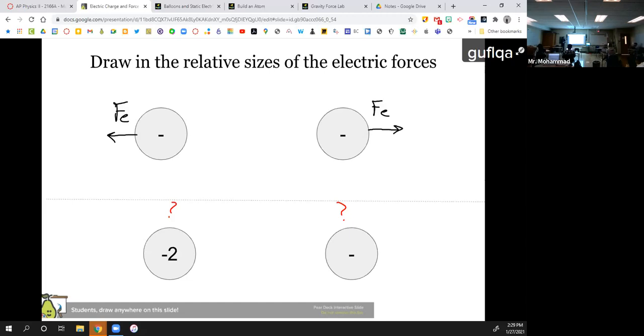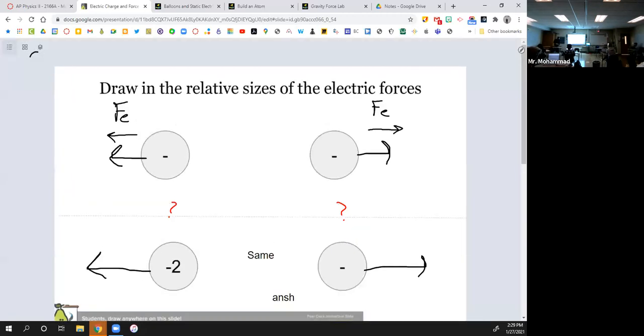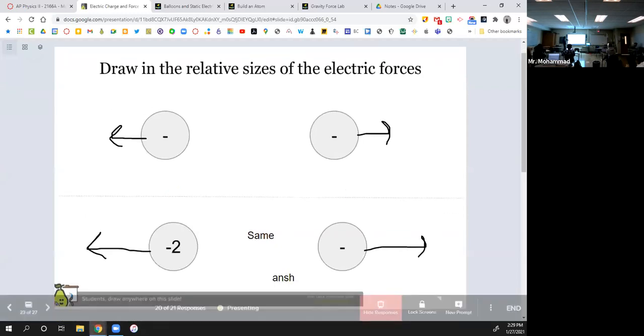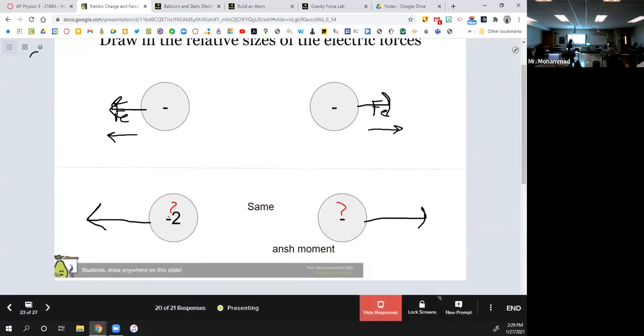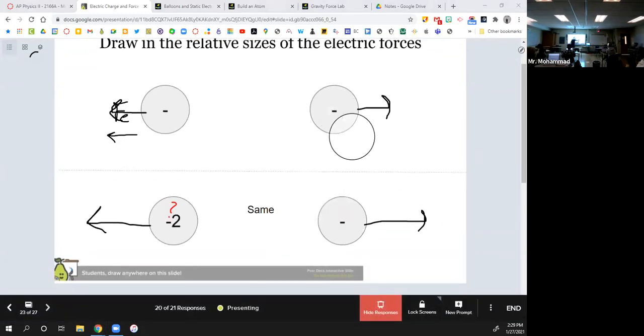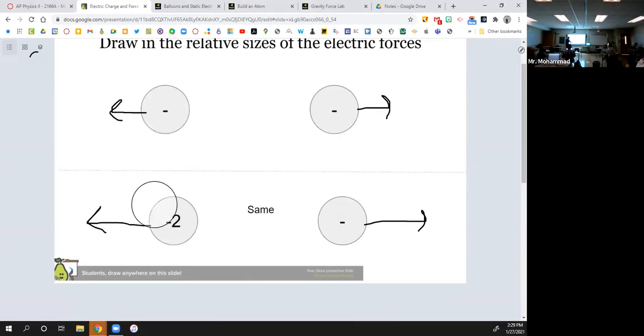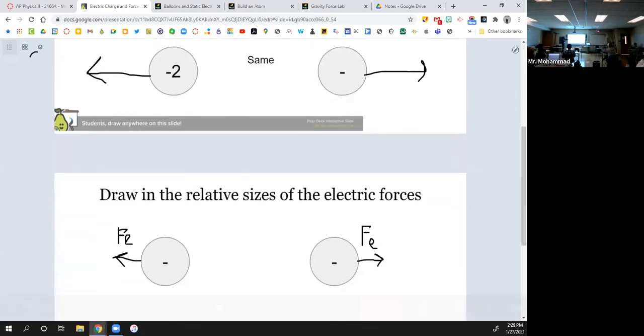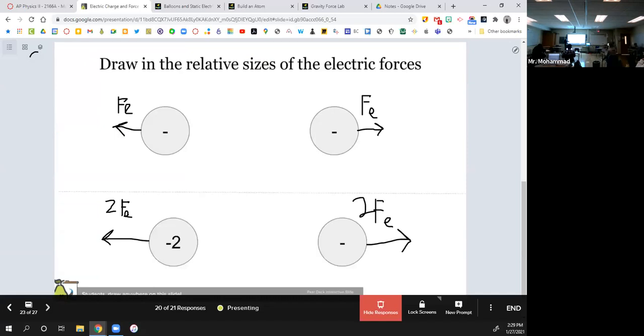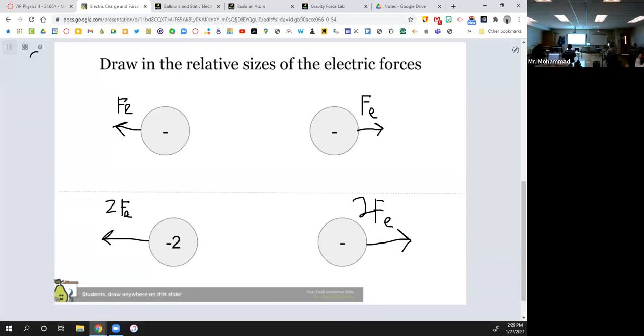Just gonna throw up a couple of these. Not all of them, just a couple. So this person here clearly shows that these are gonna be bigger, and they also say it's the same size. And then this one here basically says that if this is FE, that this is gonna be twice as much force. Both of those are perfectly correct.